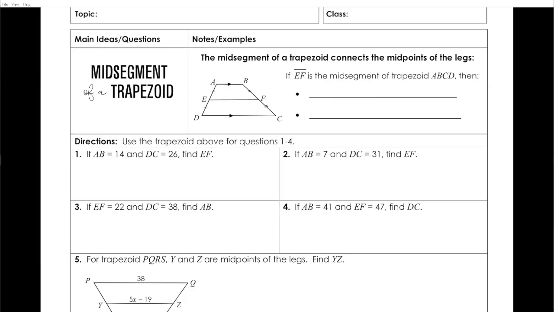So AB, EF, and DC need to be parallel to one another. Because if EF isn't parallel, it's not connecting the midpoints of each one.